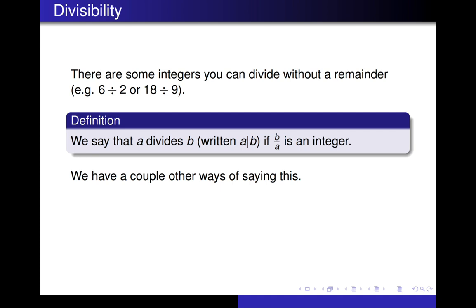So we actually have a couple ways of saying this same thing. If these are preferable to you, more clear to you, you should feel free to use them. We could say that a is a factor of b. That's the same as saying that a divides b. We could also say that b is divisible by a. That one's kind of nice because it puts the b and a in the same order when you say it as you do when you do the division problem.